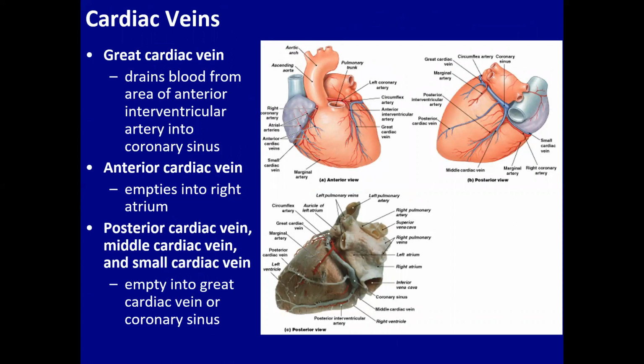Cardiac veins. We have the great cardiac vein. It's going to drain blood from the artery and go into the coronary sinus. Remember, I showed that that is in the right atrium. And we have the anterior cardiac vein, and that empties right into the right atrium. The posterior cardiac, middle cardiac, and small cardiac veins empty into the great cardiac vein or into the cardiac sinus.